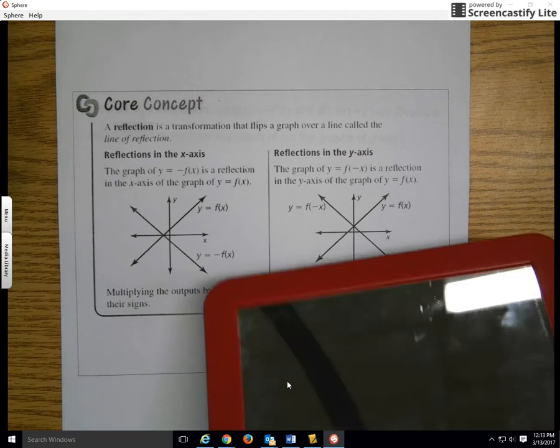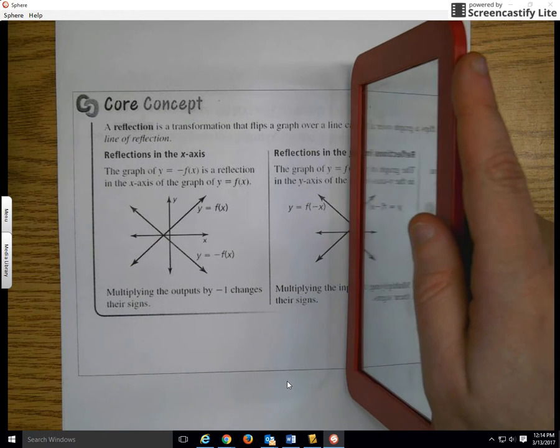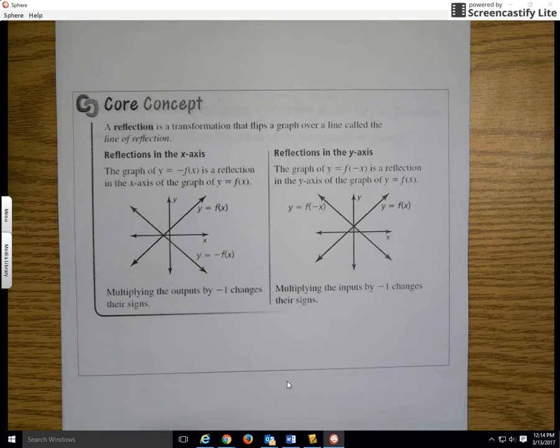And then the y-axis, same thing. That one would be more this way. So we'll look at it right now. So let's read it over.